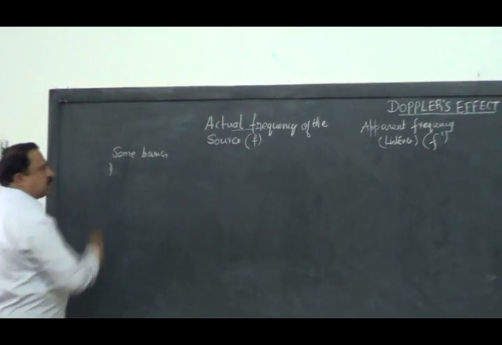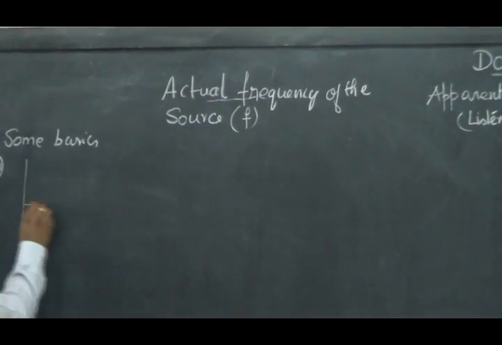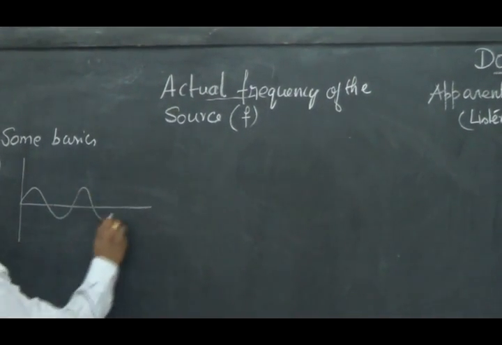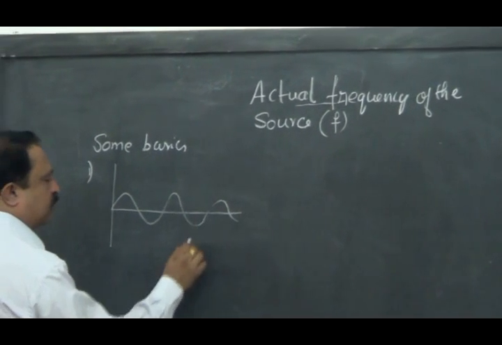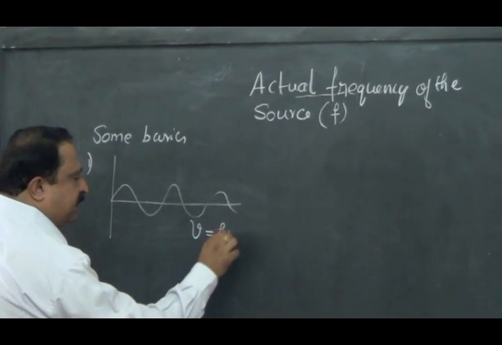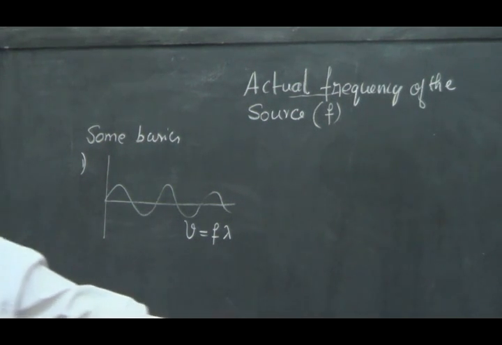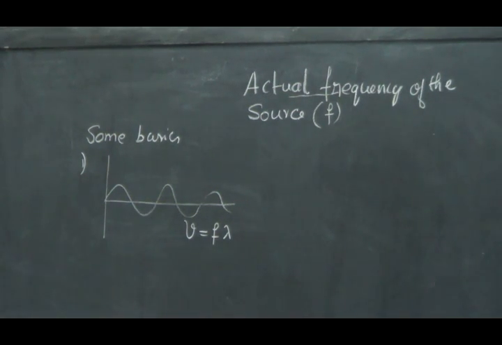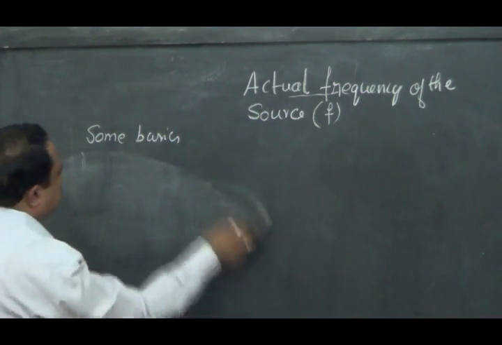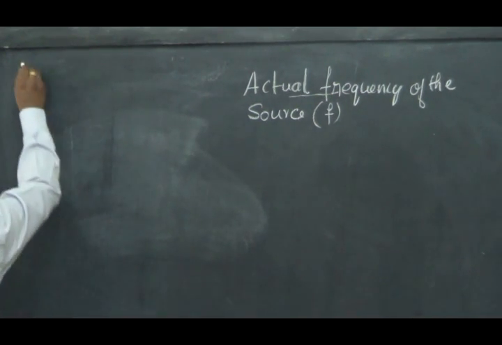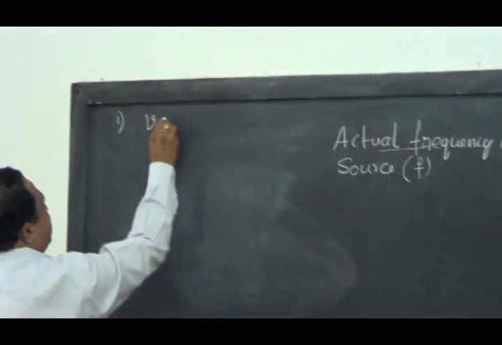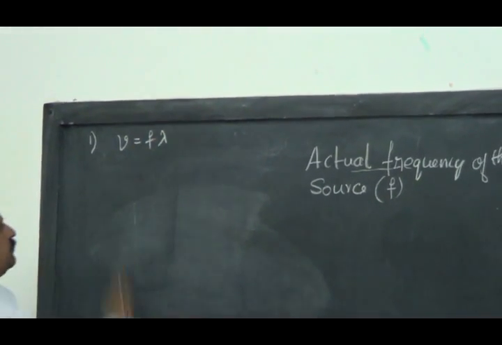Basic number one: a wave moves out like this. It moves with a velocity v, and this v is given by f lambda. We are familiar with this equation. What is the equation of the velocity of wave? F lambda. So I write basic number one, v is equal to f lambda.